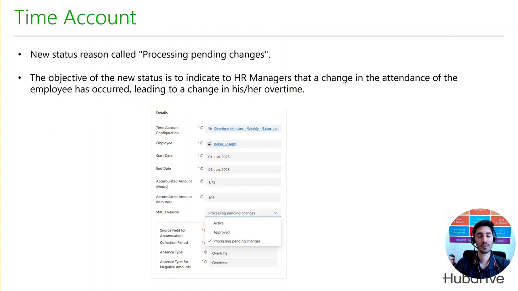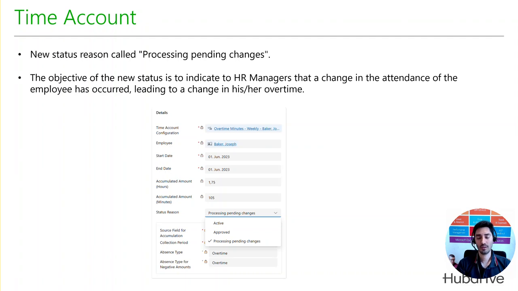Let's start here with the time account. So for the time account, we have a new status called process pending changes. What does that mean? Whenever an employee has his daily summaries, and based on that, this generates some time account, so he had some overtime.